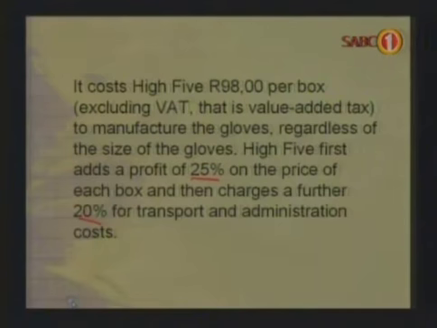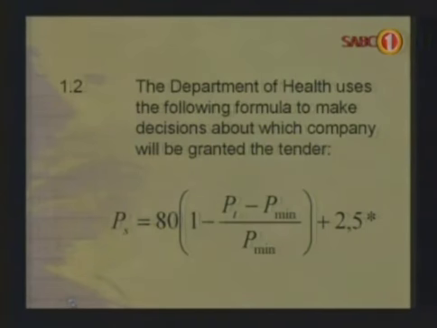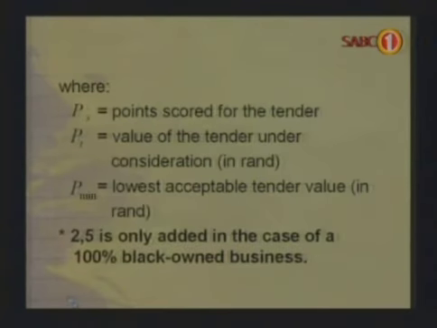It says it costs Half 5. Oh, sorry, I need to go further. Okay, done that one. The Department of Health uses the following formula to make decisions about which company will be granted the tender. Okay, so here's our full formula that they have given us. Let's see what we're going to do with that.